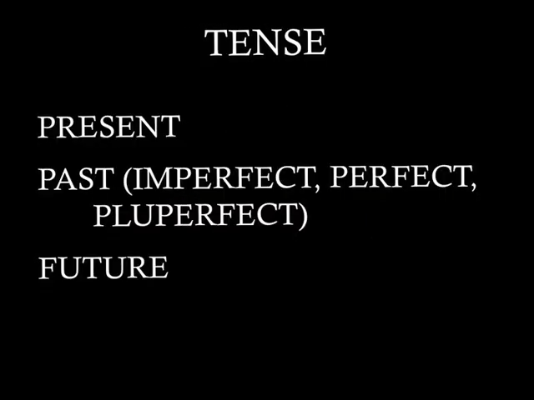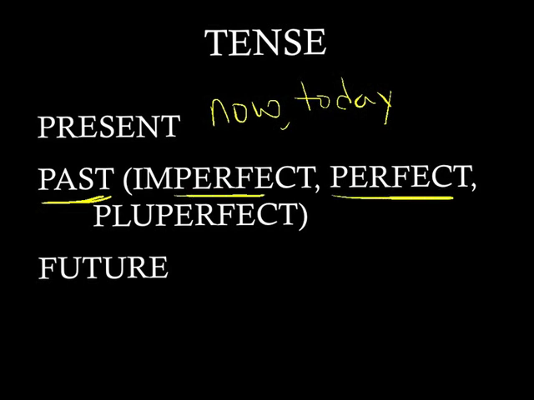When we talk about the tense of a verb, we're talking about its temporal relationship to the here and now. So a present tense verb is going on right now. It's happening today. I am speaking. You sit. We eat dinner. Those are all present tense verbs. In English, we talk about past tense verbs. Latin actually has 3 different past tense verbs: the imperfect, the perfect, and the pluperfect.